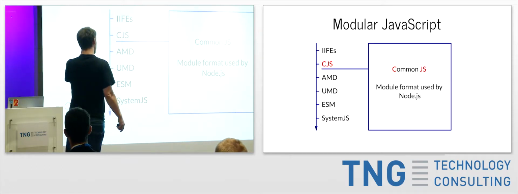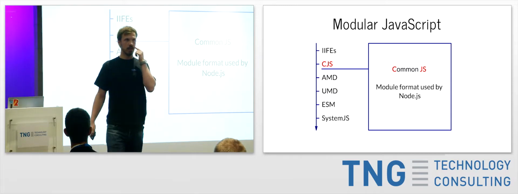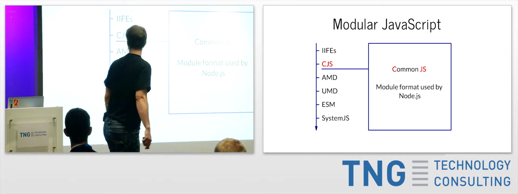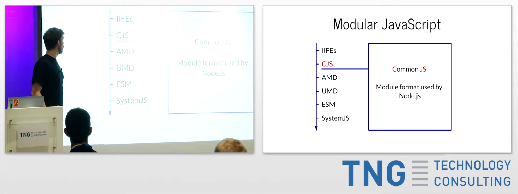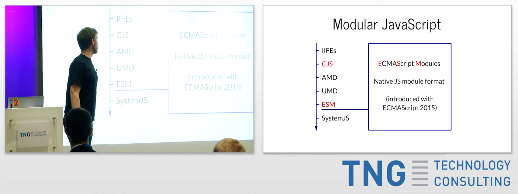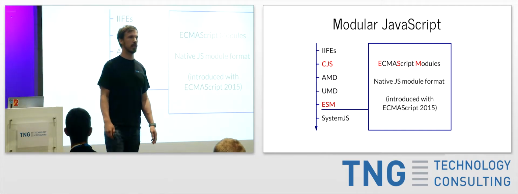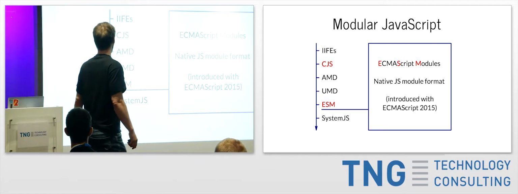So this is the CommonJS format. This is used by Node.js on the server. This has been around, I think, 2012 or 2009 actually. And the other format is finally in 2015 the ECMAScript modules format, which is the official language feature to make modules.